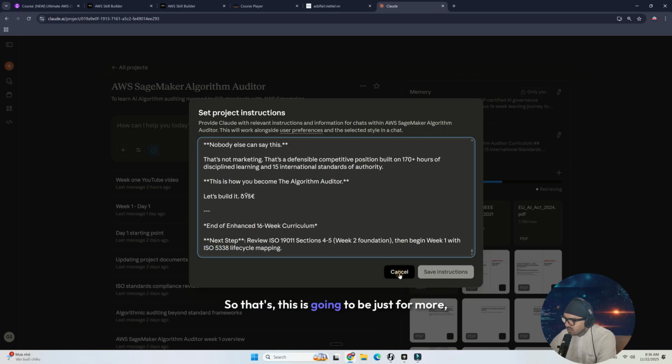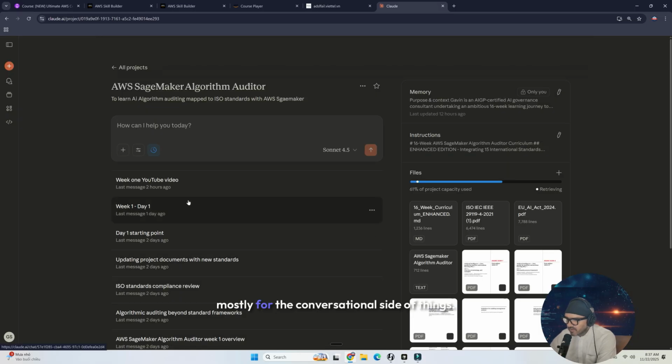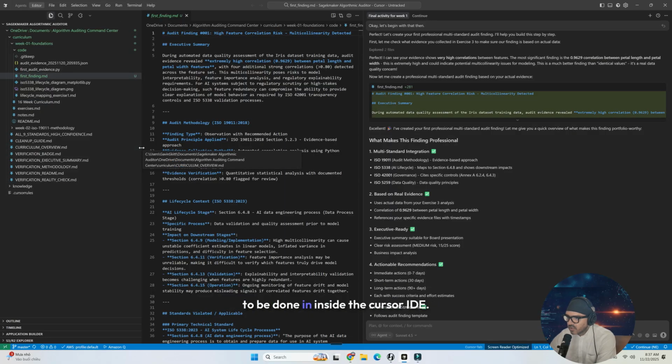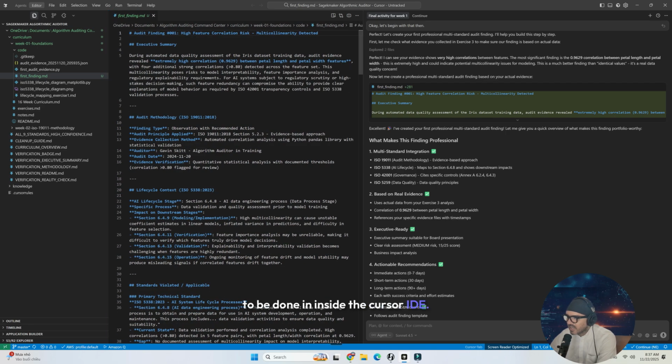So this is mostly for the conversational side of things. If I need to have a knowledge check or something like that, I'll jump into this project in Claude. But I feel like most of my work's going to be done inside the Cursor IDE. So if we have a look through some of the files that we've created here, we've got the complete main file here, and then we've got a curriculum.